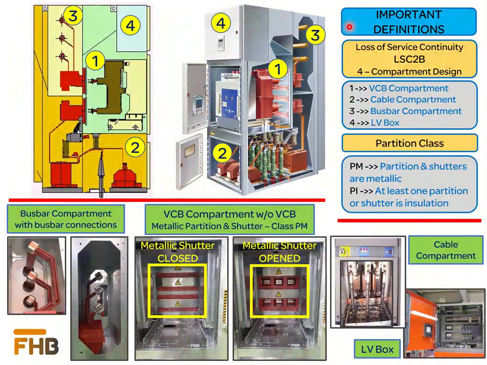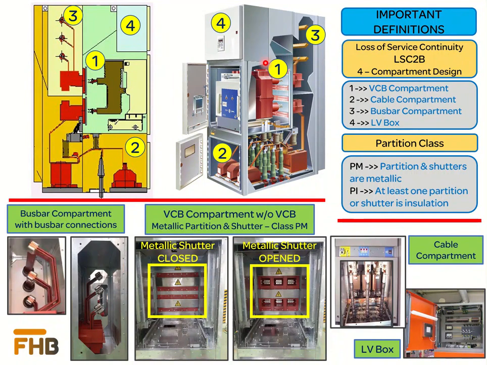Air-insulated switchgears are mostly designed to satisfy the LSC2B requirement of IEC 62271-200, which is specified under the loss of service continuity. Loss of service continuity or service continuity of the switchgear defines the possibility to keep the other compartments or functional units energized when a main circuit compartment is opened. LSC2B switchgear are designed with four clear compartments.